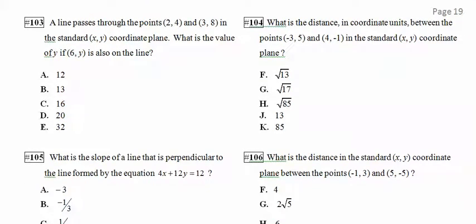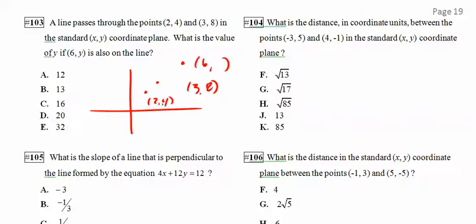Line passed through these points. What's the value if this is also on the line? This is where my technique seems to help me. 2, 4, 3, 8, and I want to know where 6 is going to end up. Well, for every 1 it goes over, from 2 to 3 is 1 in the x direction. 4 to 8 is 4. So this is going to go 3. So we multiply this by 3 and this by 3. It's going to go up 12. 12 plus 8 is 20.